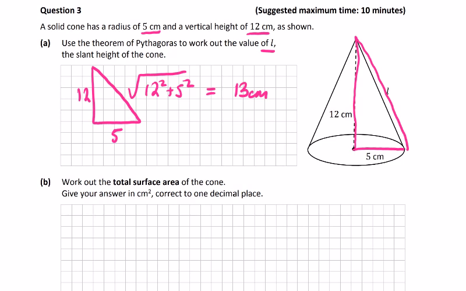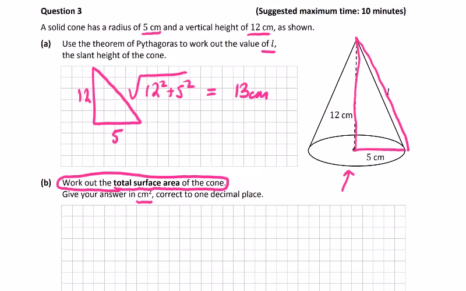The total surface area of the cone, I wouldn't expect you to remember the formula, so we're going to go to the formula booklet, get the formula for surface area of a cone. And just remember we have a circle at the bottom of it, and we're asked for the answer in centimeters squared, correct to 1 decimal place. So the curved surface area is pi r L. That's why we were asked to work out L. And the circle at the bottom is pi r squared.